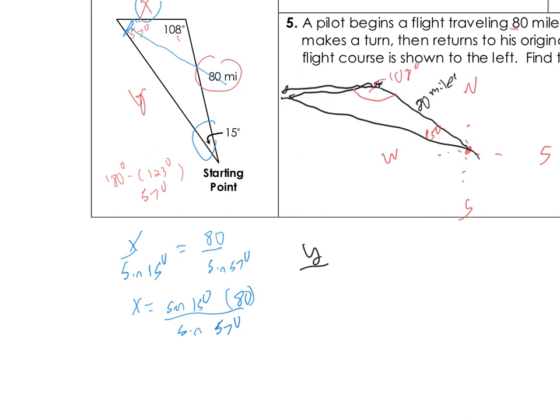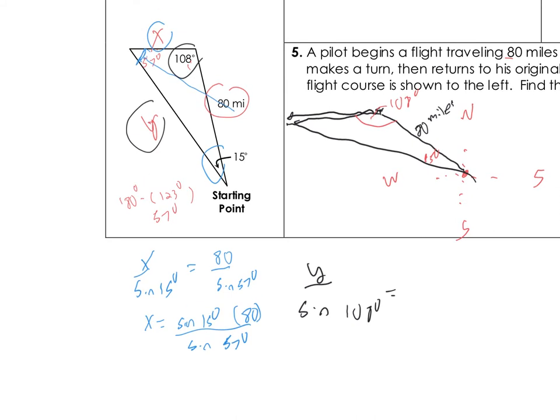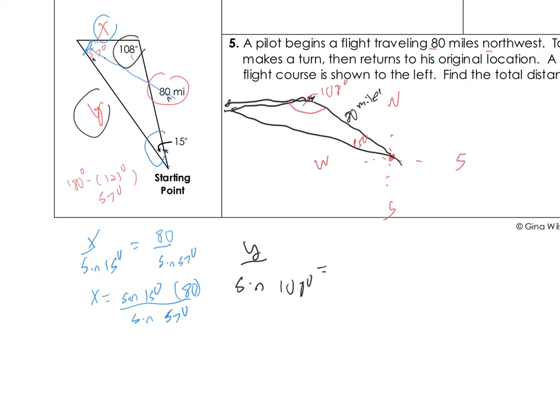Y is to the sine of its corresponding angle, which would have been the 108 degrees. Sine of 108 degrees would have to be equal to that same fraction that we had with the known side, the 57 degrees and the 80 miles. So I get 80 miles over sine of 57 degrees.